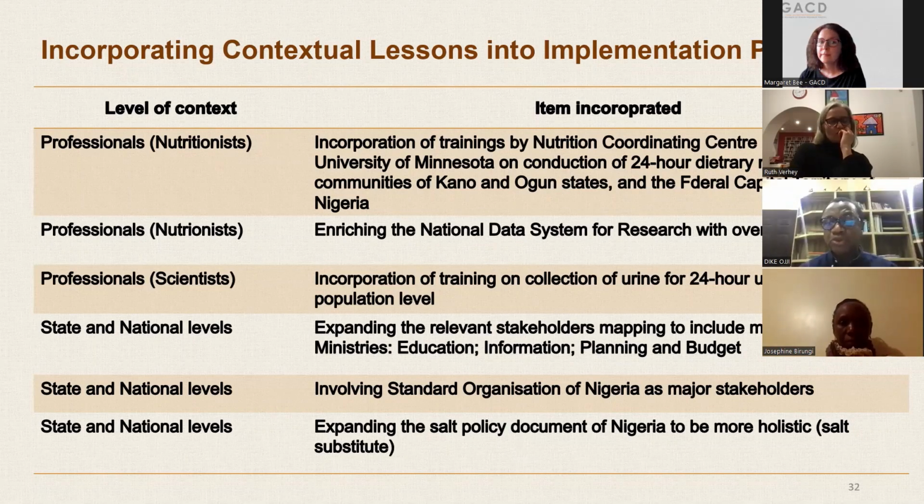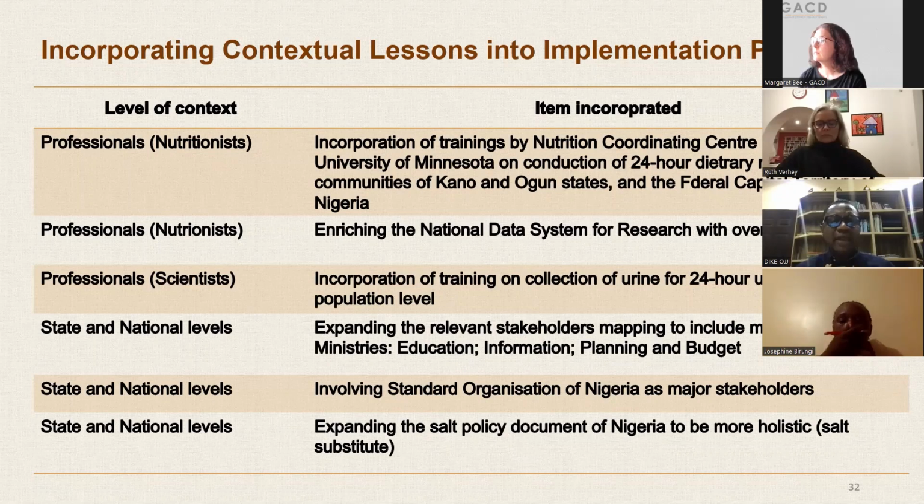So we then started working with the Nutrition Coordinating Center of the University of Minnesota. They started training our nutritionists and dietitians and certified them after a series of trainings. Most of the training was online, with a lot of practice and assignments with feedback, and they got certified to be able to carry out population-level nutrition surveys in the 3 states we are working in.